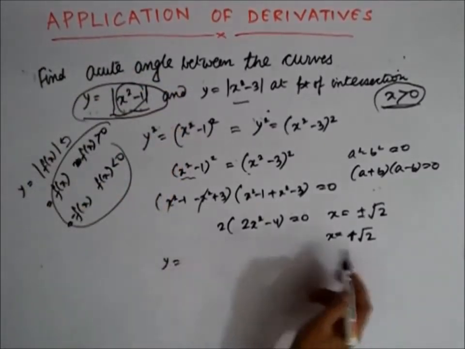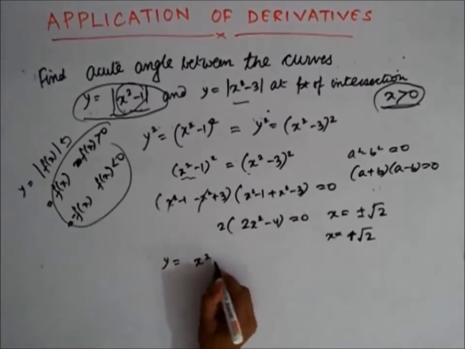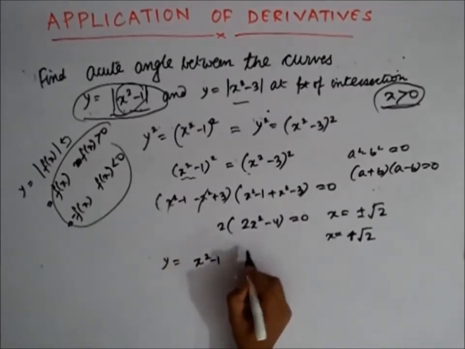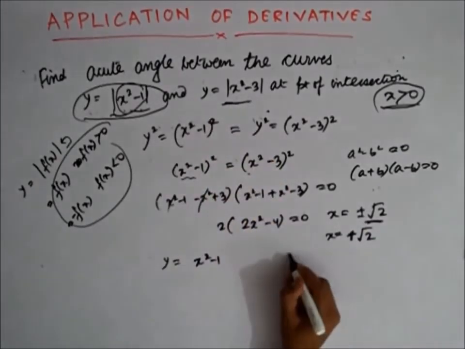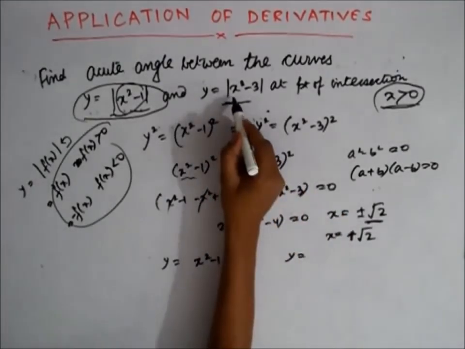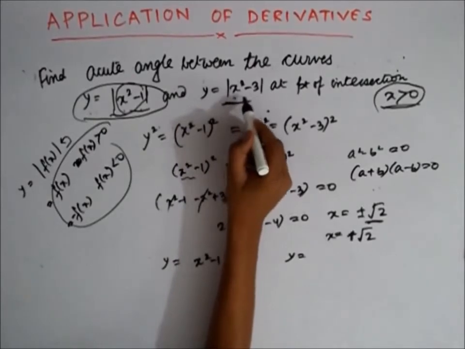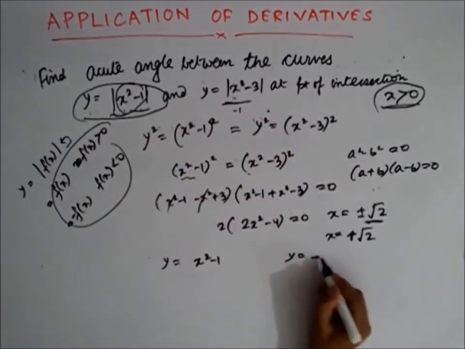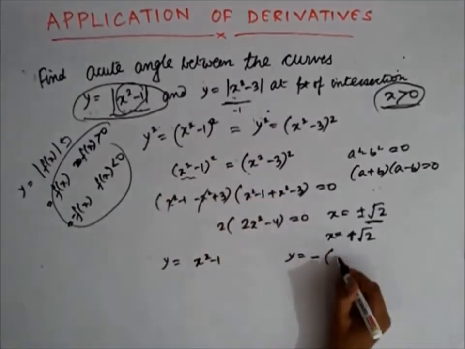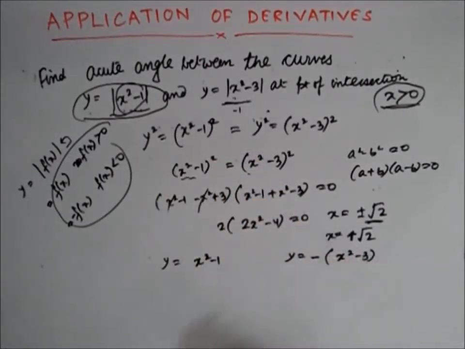So this curve can be written as x square minus 1 at root 2. But this curve is negative. You see, root 2 whole square is 2, minus 3 is minus 1. Okay, this inner part is minus 1. So to get rid of the mod sign, I'll have to write this curve as minus of x square minus 3. Okay.